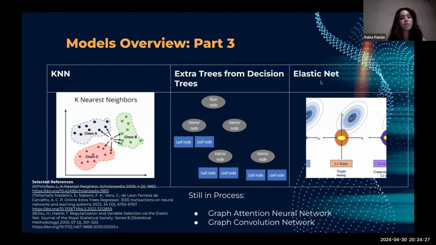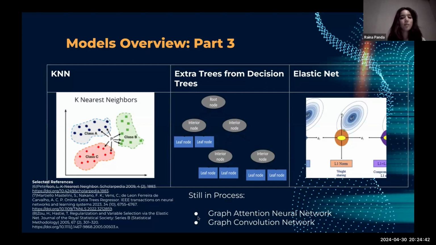So we basically have 2 more models that have different data processing techniques that we haven't gotten to yet, and we are working on them at the moment. And these two are called graph attention neural network and graph convolutional neural network.